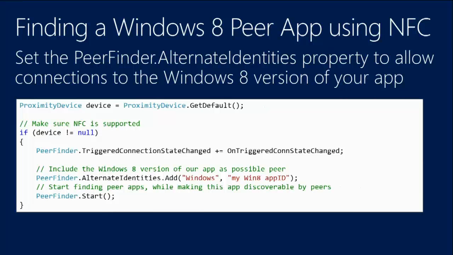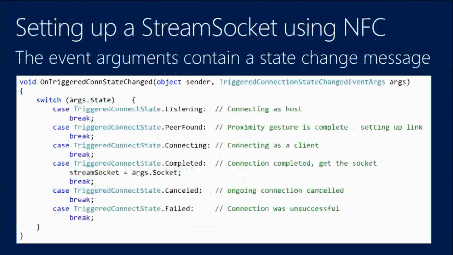You can also connect to Windows 8 machines. This works between phones and Windows 8 slates that have got NFC in them. And then on that TriggeredConnectionStateChanged, a whole bunch of different statuses can come back as it goes through the different bits of its life cycle. The important one is the completed one. So on TriggeredConnectState.Completed, in the args that come back from that, you get a StreamSocket instance. And this is a channel you can read and write to communicate between apps.